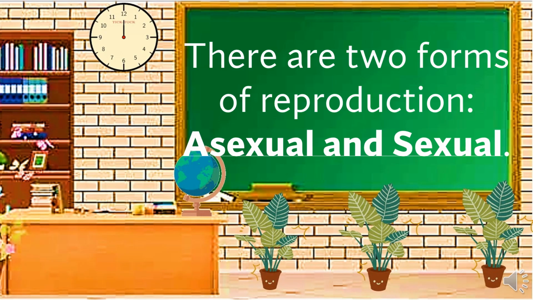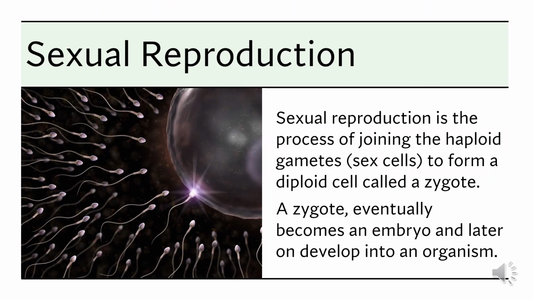There are two forms of reproduction, asexual and sexual. Sexual reproduction is the process of joining the haploid gametes, sex cells, to form a diploid cell called a zygote. A zygote eventually becomes an embryo and later on develops into an organism.